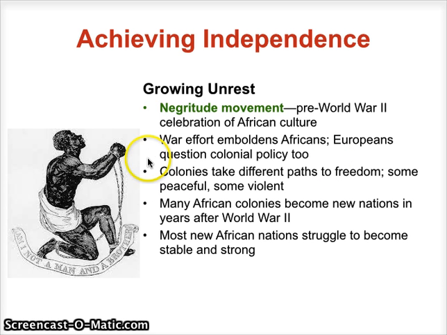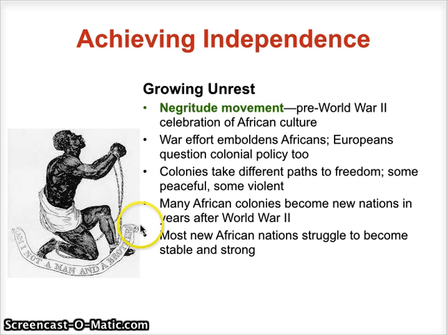So many of these colonies in Africa, they take many different paths to freedom. Some are very peaceful. For example, we're going to talk about Ghana. And some are actually quite violent. For example, Angola and Congo. So many African colonies, they end up becoming new nations after World War II.